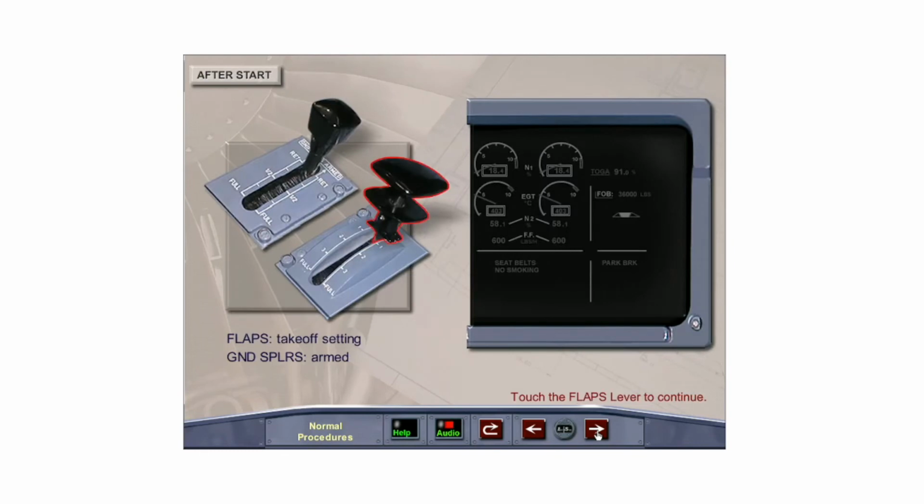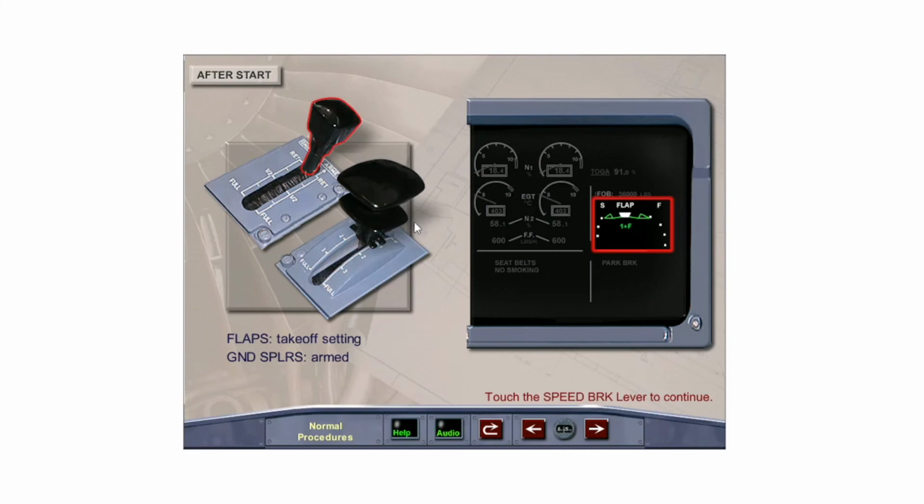As part of the after-start recall scan flow, the captain selects the desired takeoff flap setting and arms the ground spoilers. Touch the flaps lever to select the takeoff flap, then touch the speed brake lever to arm the spoilers. The flap position is confirmed on the ECAM flap position indicator, and the message ground spoilers armed appears in the memo section of the upper ECAM. If 2 minutes has elapsed since the second engine start, the takeoff memo appears, indicating spoilers armed.